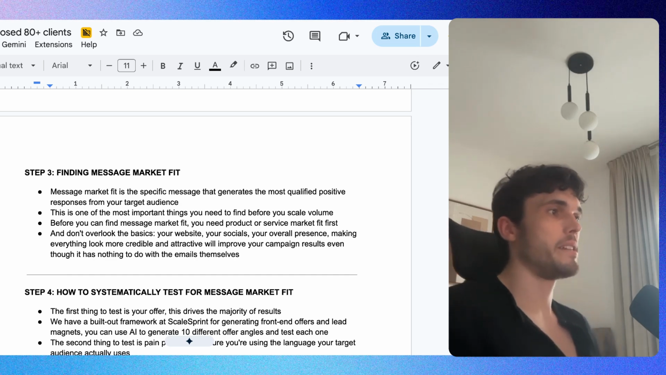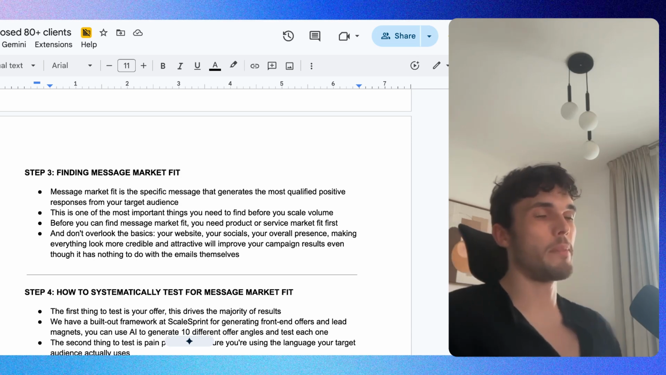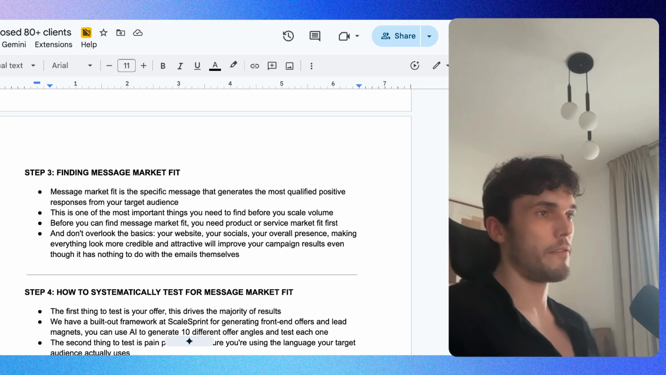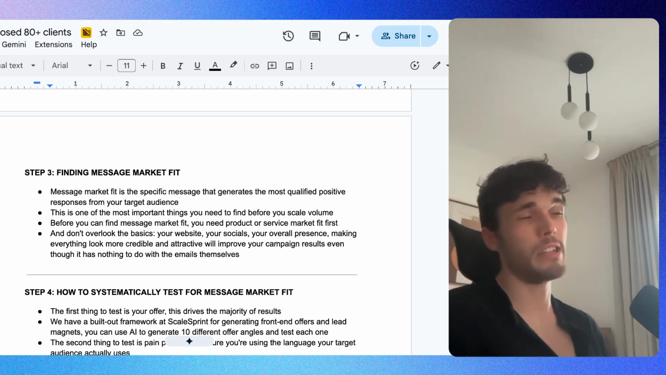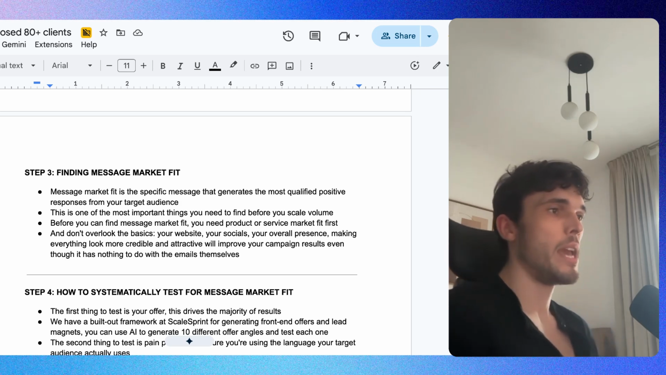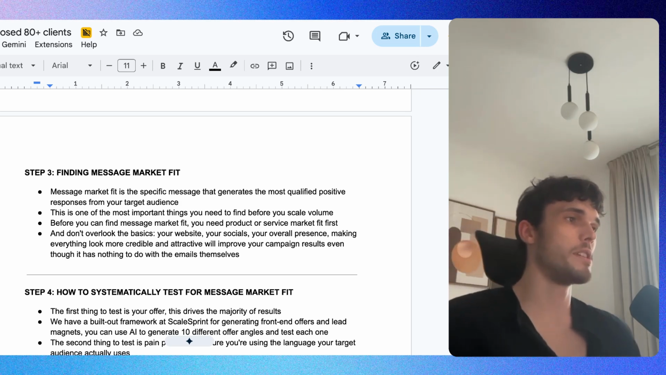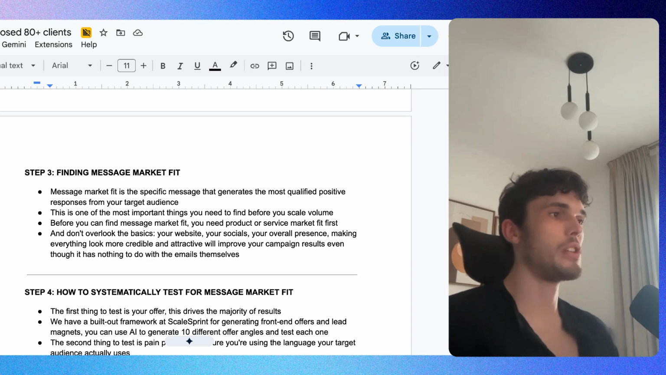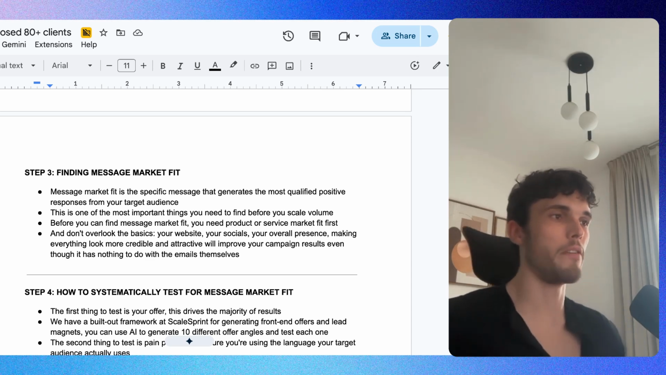And the way to find that is, of course, by testing. The good thing about sending 10,000 emails per day is you're going to have a lot of data. It's going to be very statistically significant once you do your test, so you're quickly going to know what sort of messaging actually works. Of course, it's important to mention that before you actually have your message market fit, you also need product market fit, because marketing cannot carry a bad product or something that there's no demand for.